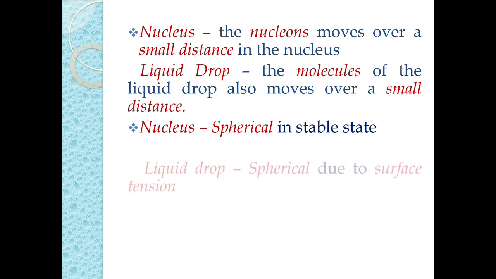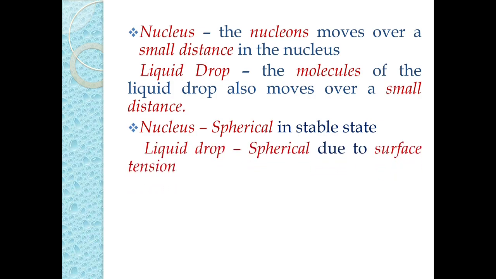The next similarity is their shape. We know a liquid drop is spherical. This is because of surface tension, an inherent property of a liquid. In the same way, a nucleus is spherical in shape. So both are similar in terms of shape.